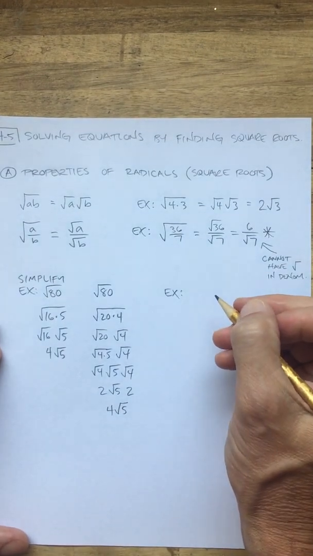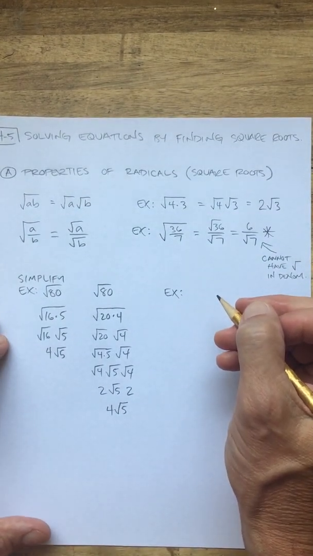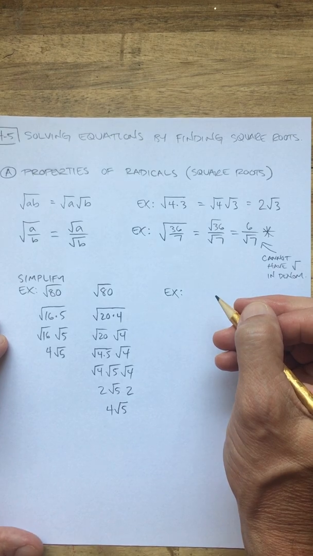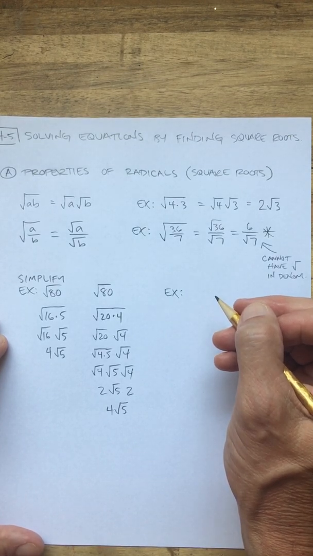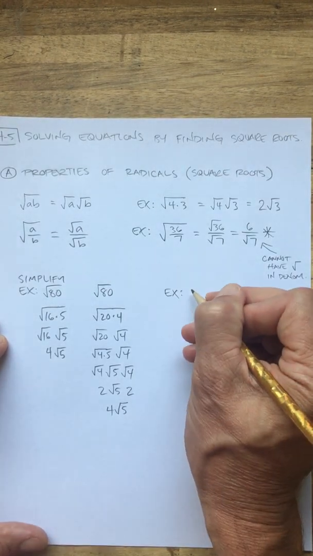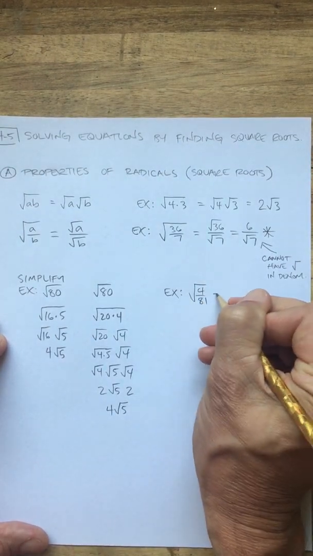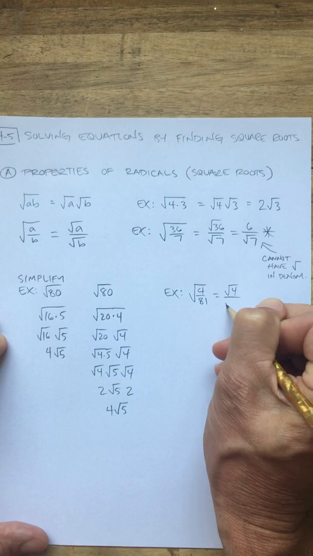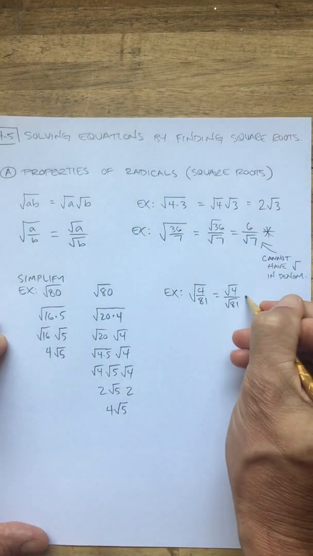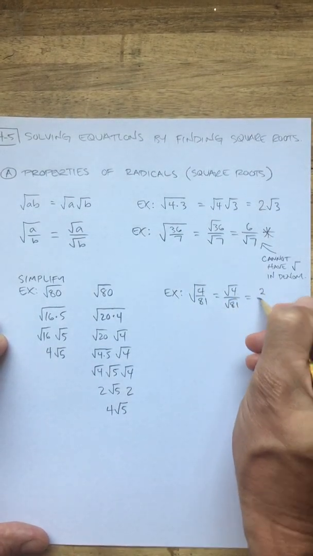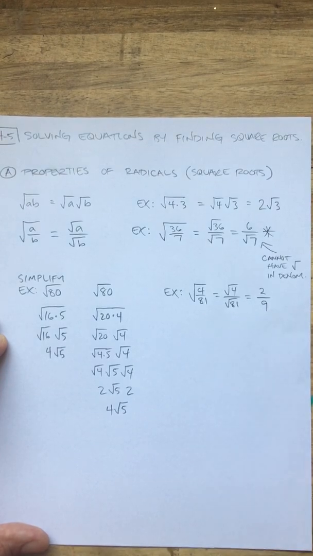Okay, let's try this one. The square root of 4 over 81. That's going to be the square root of 4 over the square root of 81. And that right there, this is 2, and this is 9, okay?